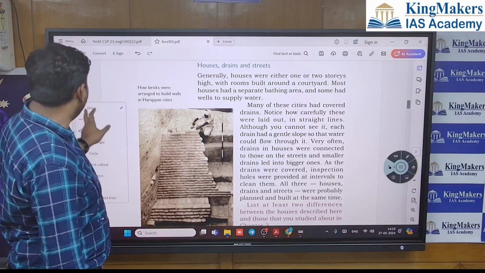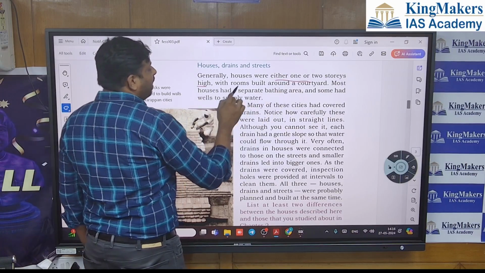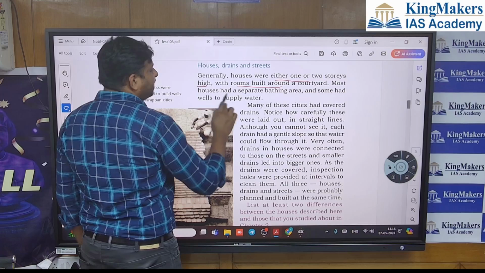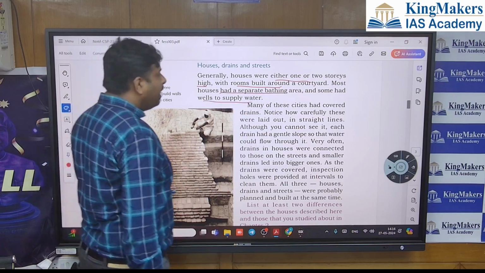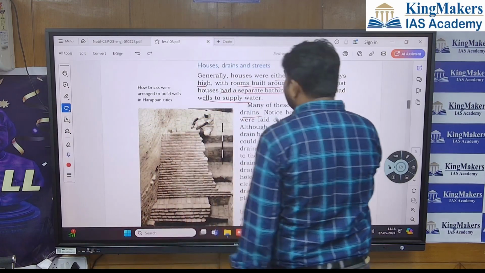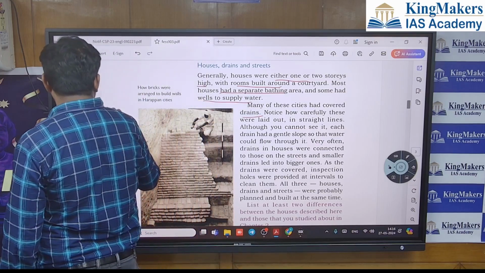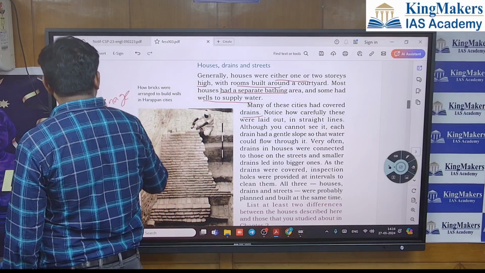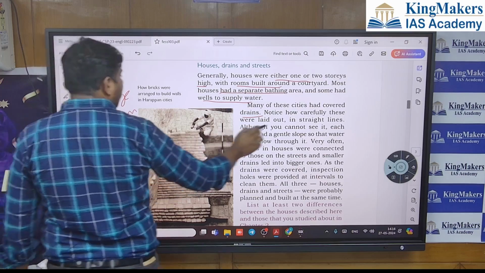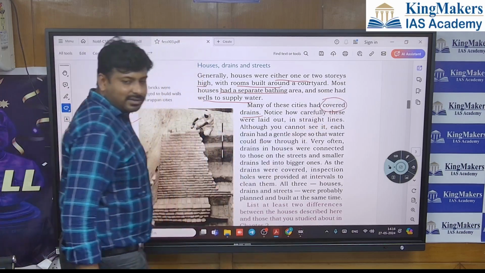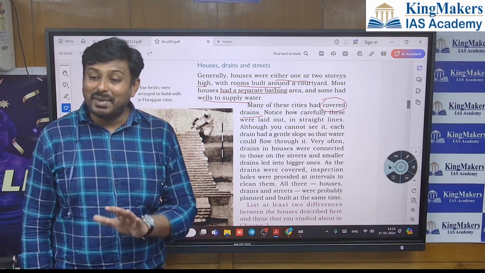If you look at the houses, they had one or two stories, means one or two floors, with rooms built around a courtyard and a separate bathing area. They had toilets also, and wells to supply water. Many of the cities had covered drains. One of the very special features of Harappa is the drainage system. Excellent thing, na? Even in today's modern cities, many drains are uncovered. But Harappa had covered drains.